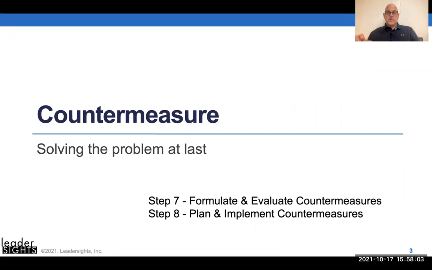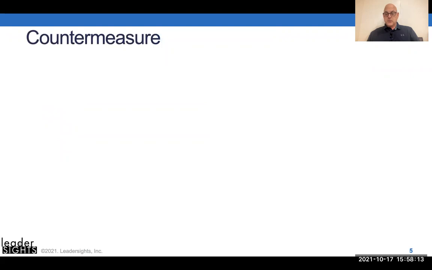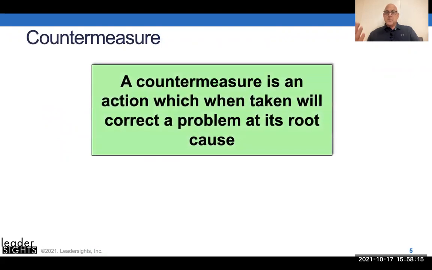And as far as we are in the C4 process, this is step 7 and step 8, formulate and evaluate, and then plan and implement countermeasures. All part of the C4 process. We're moving from cause into countermeasure now. And a countermeasure is just an action which, when taken, is going to correct a problem at its root cause. And if it corrects the problem at its root cause, the problem shouldn't come back.